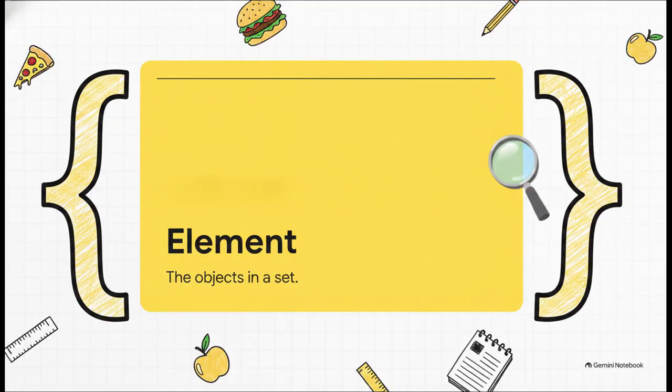And the individual items inside those sets, like the specific foods or the specific school supplies we were just sorting, those are known as the elements. Think of it like this. If a set is the container, the elements are what you actually put inside it. And in math, to show that these elements belong to a specific set, we write them neatly inside curly braces.